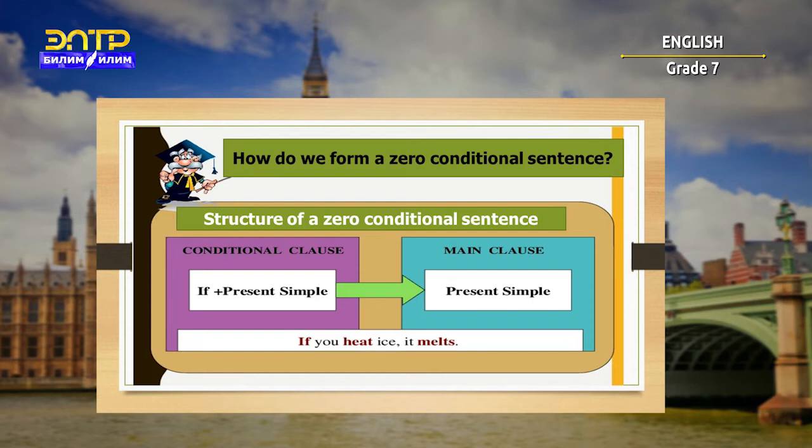How do we form a zero conditional sentence? We have the first part, the conditional clause. It consists of if plus present simple tense, and the main clause is in present simple tense also. For example, if you heat ice, it melts.